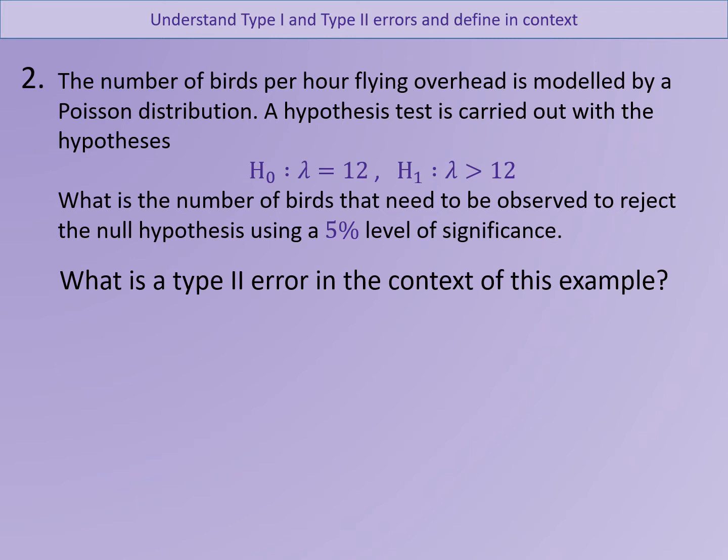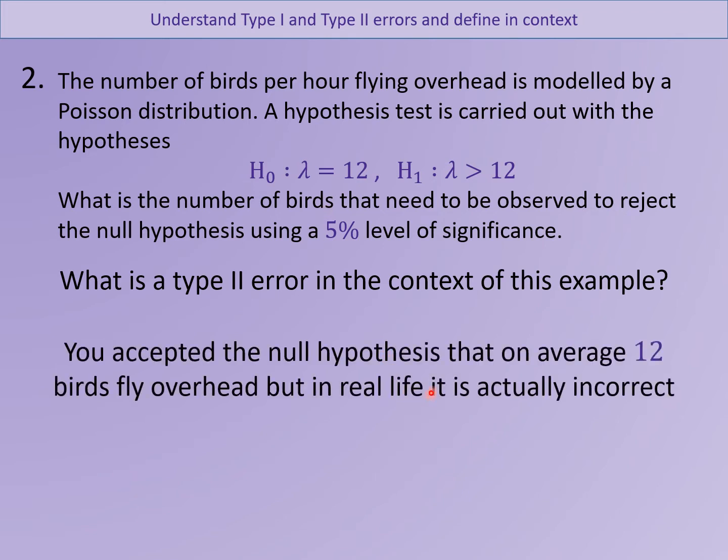So a type 1 error was rejecting the null hypothesis when in fact it was true. So a type 2 error is like the opposite way round. If you accepted your null hypothesis, that on average 12 birds fly overhead, but in reality it's actually incorrect. Now that's a lot harder to work out. It's quite difficult to calculate the probability of a type 2 error. And that's why we didn't look at it last year. We looked at the probability of type 1 errors, but not the probability of making a type 2 error. So in this case, it's the other way around. It's accepting the null when in fact it's false, whereas a type 1 error is rejecting the null when in fact it was correct.